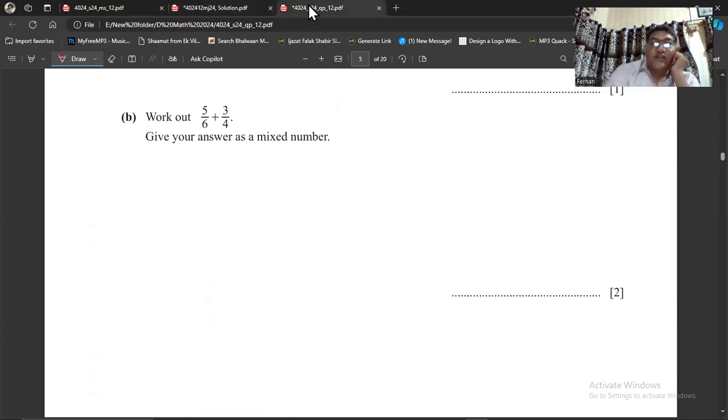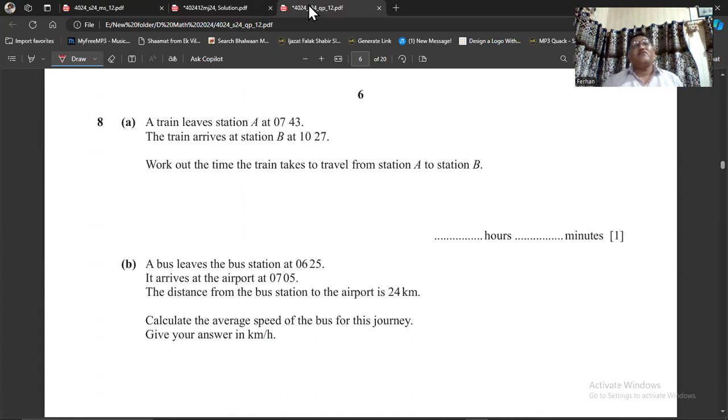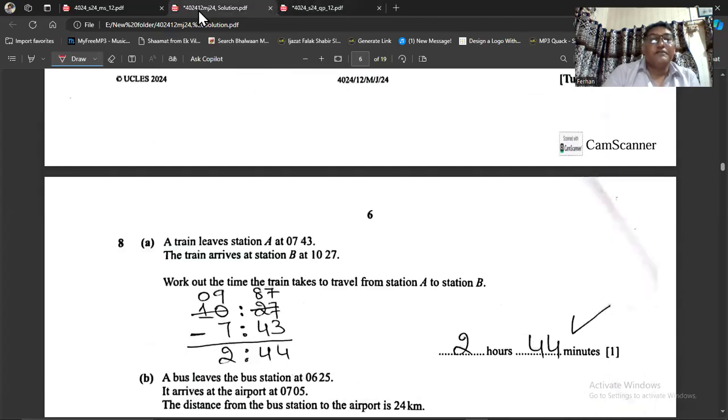Okay. So we are going to question number 8. It's A part. It says a train leaves station A at 7:43. The train arrives at station B at 10:27. Work out the time the train takes to travel from station A to station B. So I will simply subtract 7:43 from 10:27, and I will be able to tell you how much time it took.